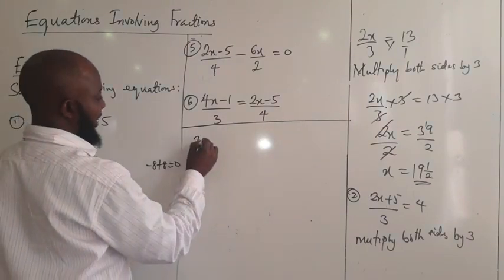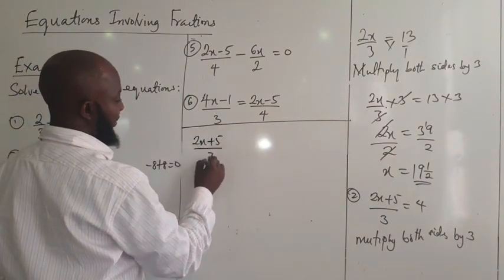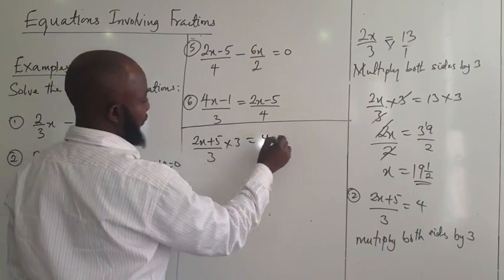We're going to have 2x plus 5 divided by 3 multiplied by 3 equals 4 times 3.